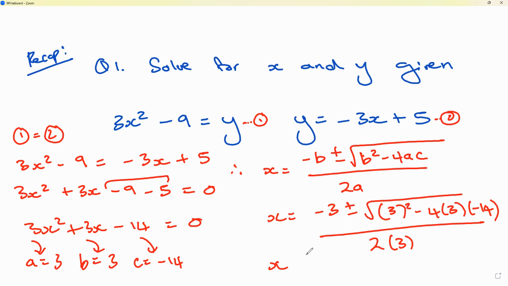It'll become plus, because two negatives will multiply. So these two negatives will become positive. And we'll end up with 9 plus 4 times 3 times 14, all divided by 2 times 3, which is 6. So the first solution for x comes to 1.72 to 3 significant figures.